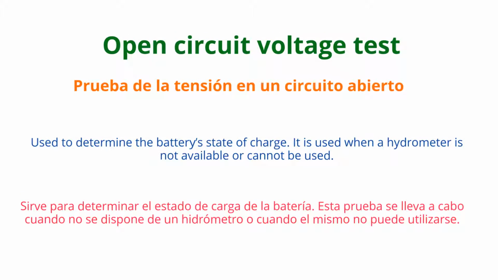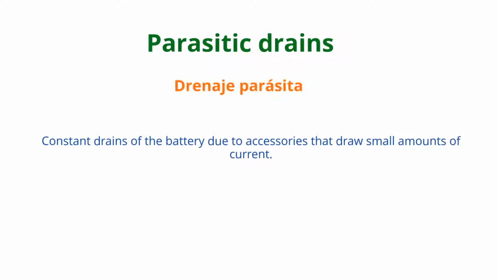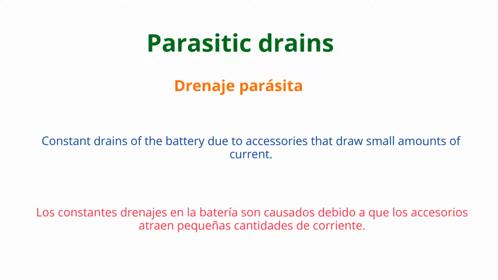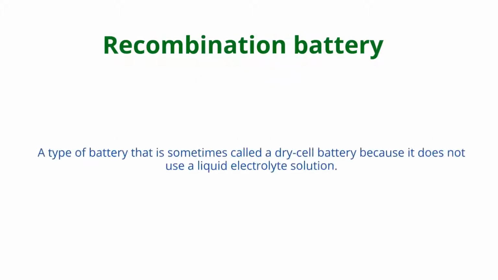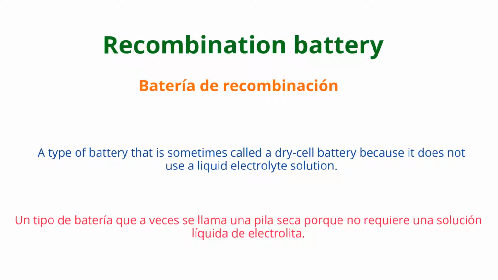Open circuit voltage test. This is used to determine the battery's state of charge. It is used when a hydrometer is not available or cannot be used. Parasitic drains. These refer to constant drains of the battery due to accessories that draw small amounts of current. Recombination battery. This is a type of battery that is sometimes called a dry cell battery because it does not use a liquid electrolyte solution.